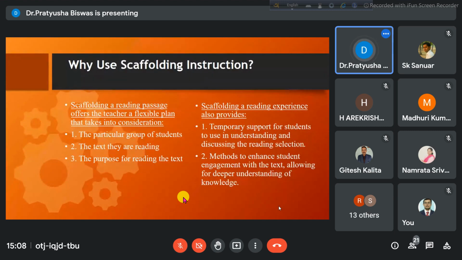Now, whatever we have discussed so far, without seeing the presentation, can I have a guess from you people: why use scaffolding instruction? Why is it important for us to use scaffolding instruction? Anyone, please? I'm waiting.